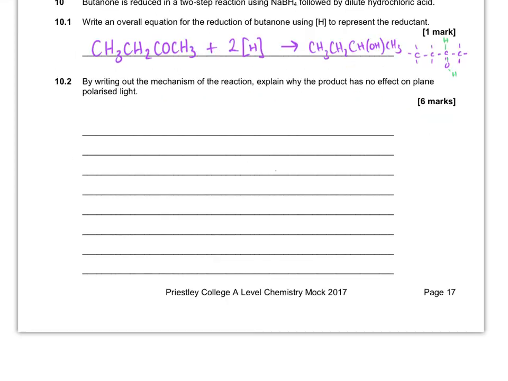By writing out the mechanism of the reaction, explain why the product has no effect on plane polarised light. So we know we've got to put the mechanism in. So let's put that in first.